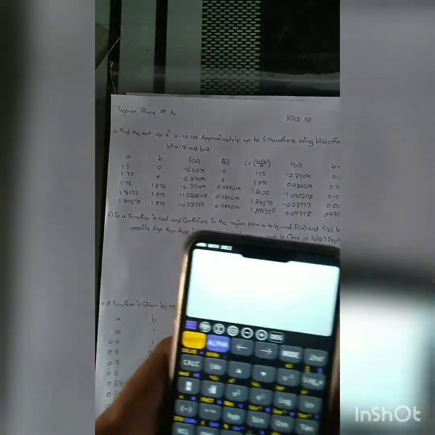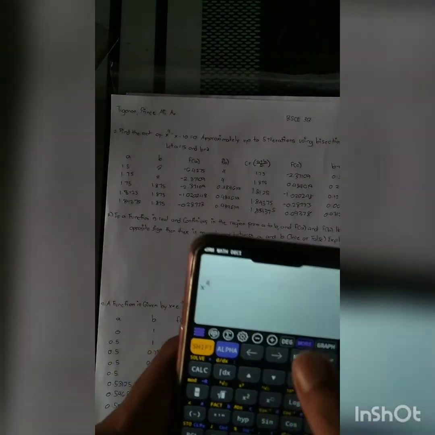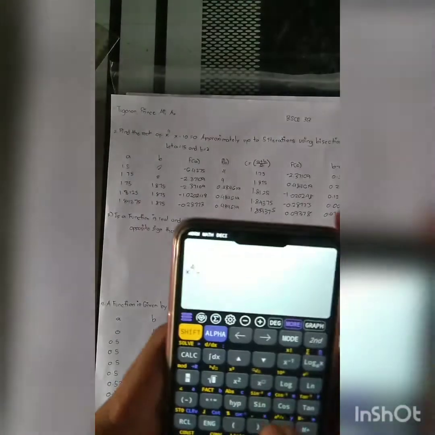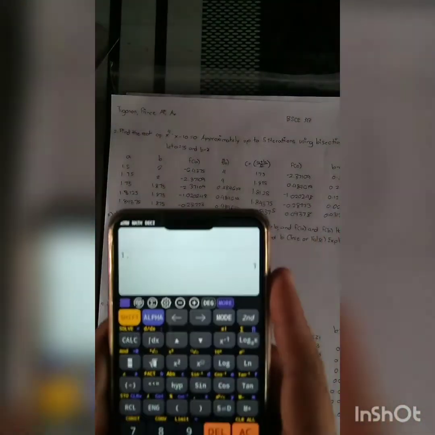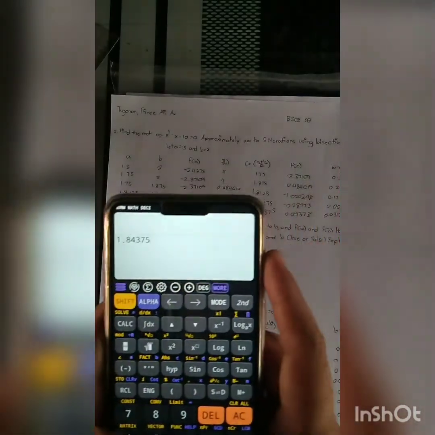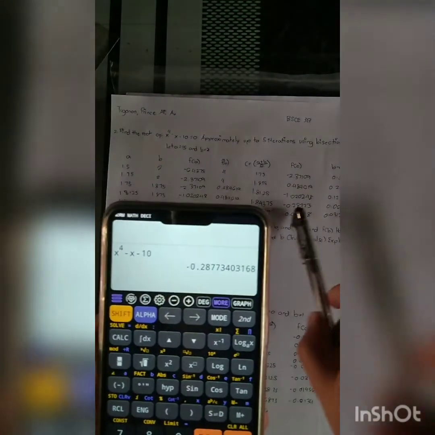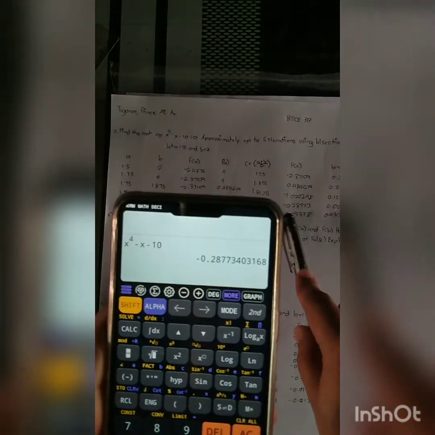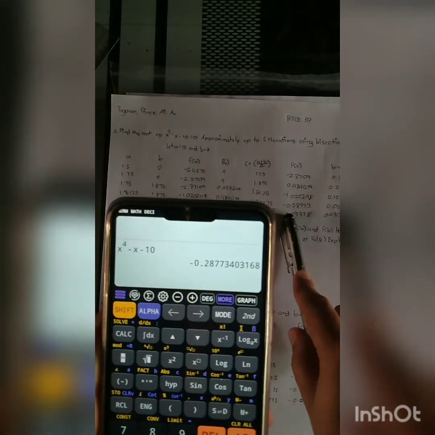So substitute x raised to 4 minus x minus 10. Calculating, the value of C is 1.84375, so the function of C is negative 0.28773.